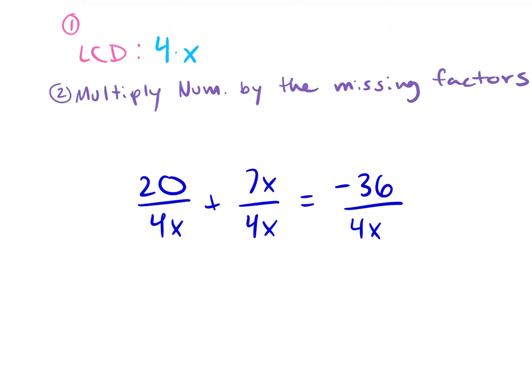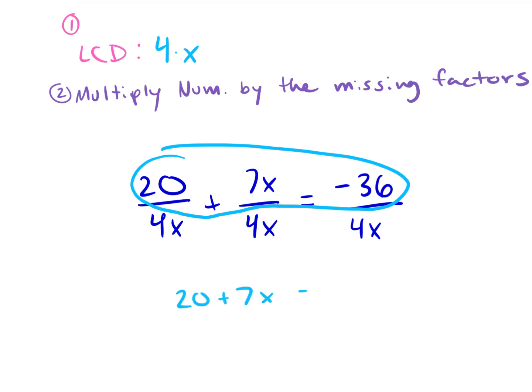Once we get all of our denominators to be the same, we could add it together and then cross multiply, but because our denominators are the same, they're going to end up canceling out. So what we can do is just set all of our numerators equal to each other. So whenever our denominators are all the same, we just set the numerators equal. So I have 20 plus 7x is equal to negative 36.